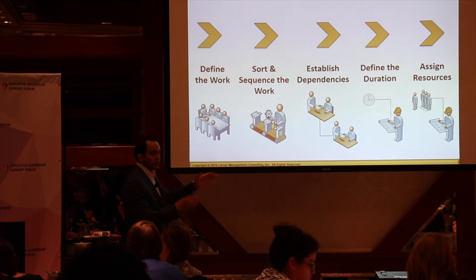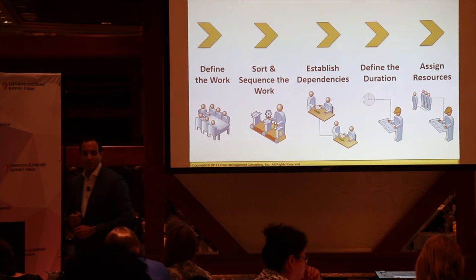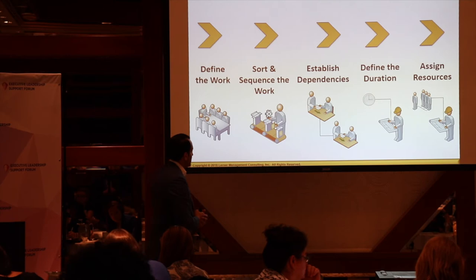Then you need to sort and sequence the work, understanding the order of sequence that task A and task B go through. And then you have to establish if there are any dependencies. We call this a finish to start relationship. You cannot start the next activity C until activity A actually completes. There could be hard dependencies there. We call these predecessor and successor tasks.